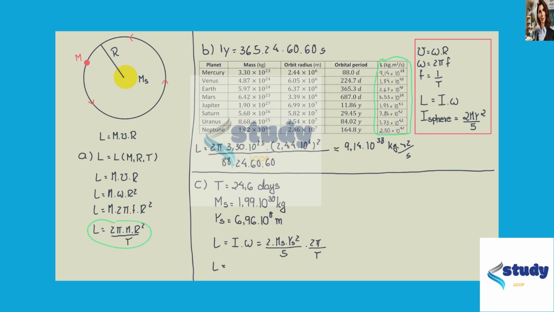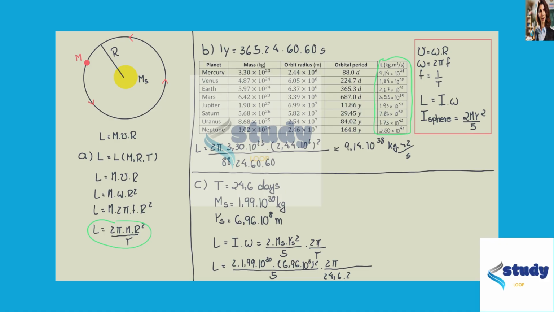So the orbital angular momentum is given by 2 times the mass of the Sun, 1.99 times 10 to the 30, times the radius of the Sun squared, 6.96 times 10 to the 8 squared, divided by 5, multiplied by 2 pi, and then divided by the period of rotation. That period is 24.6 days, but we have to convert it into seconds in order to use it in this equation.